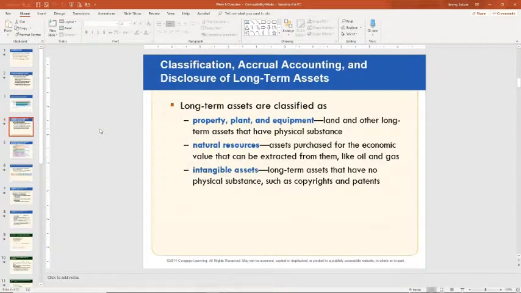And you can classify assets three different ways. That's plant, property, equipment. Natural resources would be things like, if you had gas under the ground or oil, that sort of thing. Maybe you purchased property that had natural resources. You'd want to capture those natural resources as a long-term asset. But also part of many companies are things like copyrights and patents and that sort of thing. They're not physical. They're considered intangible assets.